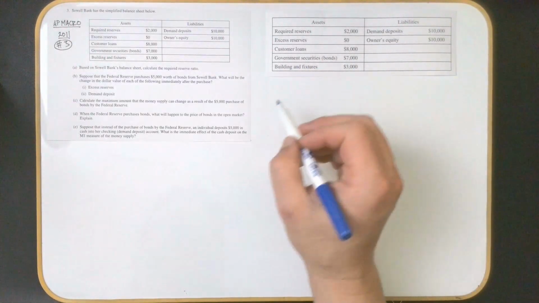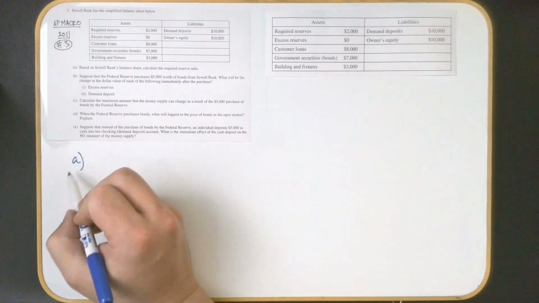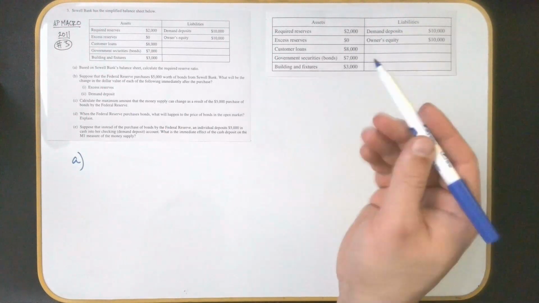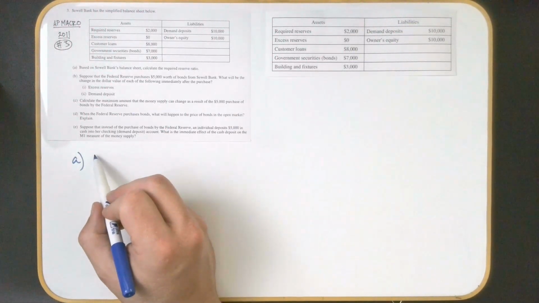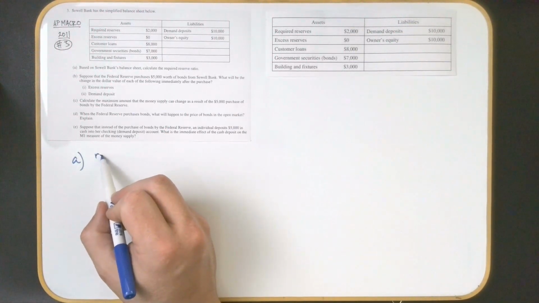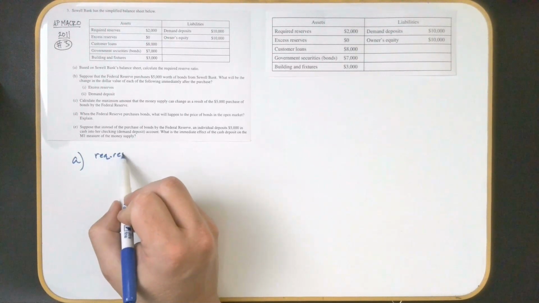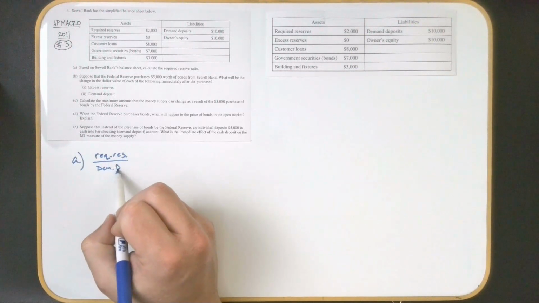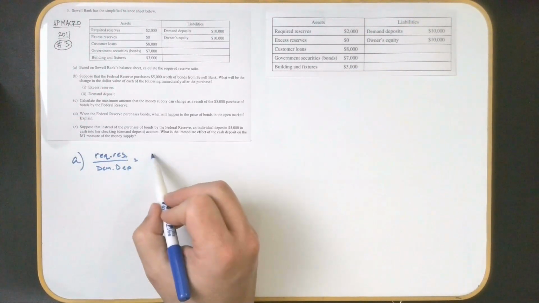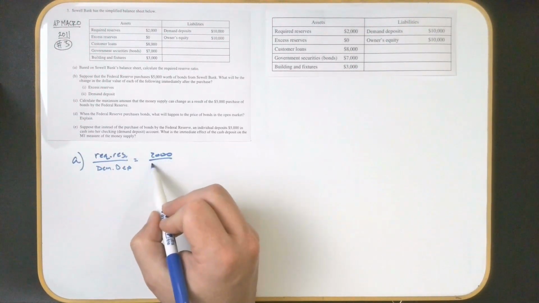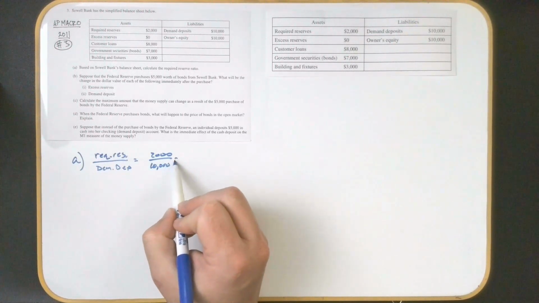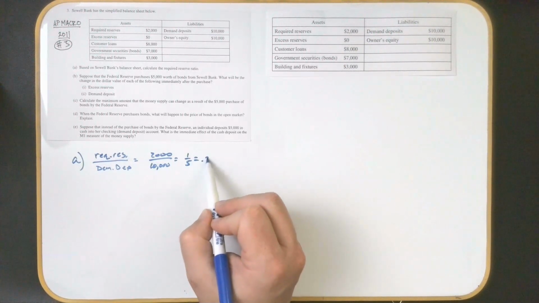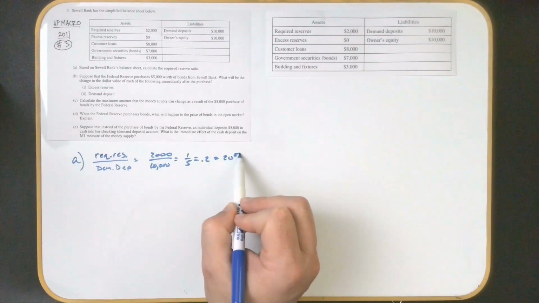So let's see what we got here. So part A, we'll go ahead and do this over here. Okay. So question A says, based on their balance sheet, what's the required reserve ratio? Well, we actually already did that. We said, oh, well, required reserves divided by demand deposits. That's always going to give us that. So we have $2,000 over $10,000, which reduces down to 1/5, which is 0.2, which is equal to 20%.